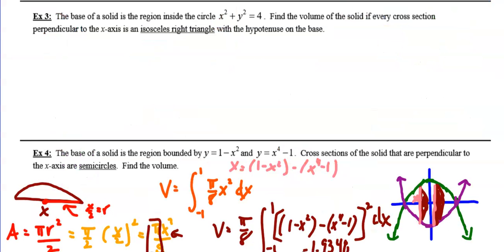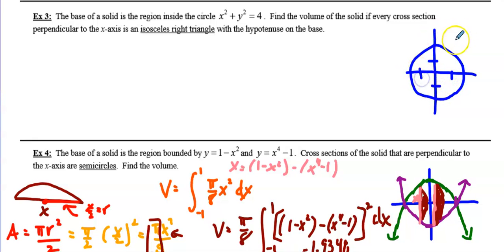Okay, so this example is a little bit more challenging because this says hypotenuse on the base, and usually it's going to be a leg, but let's just go ahead and look at this problem. So it says the base of a solid is the region inside of the circle, which has a radius of 2. So we can go ahead and draw ourselves a circle of a radius of 2. So we can do that if we want to. And it says to find the volume of the solid, if every cross section perpendicular to the x-axis is an isosceles right triangle.